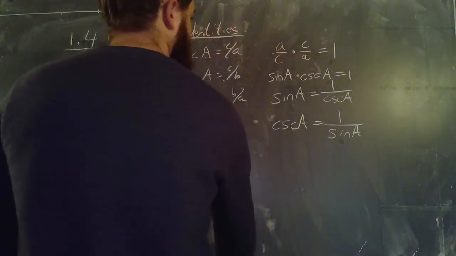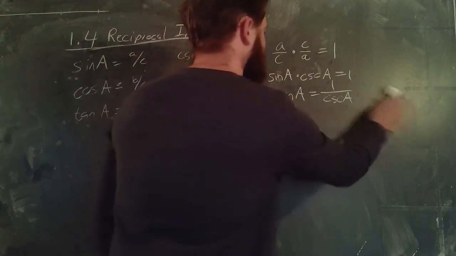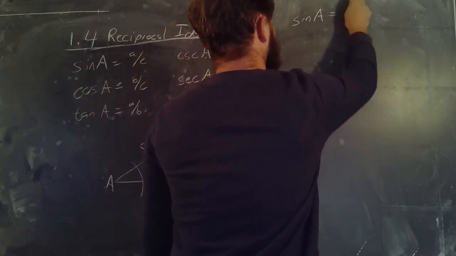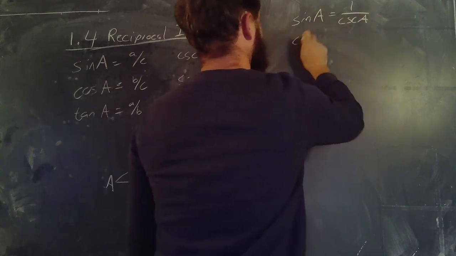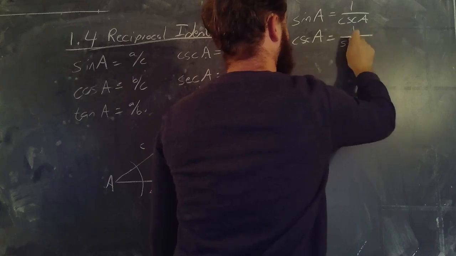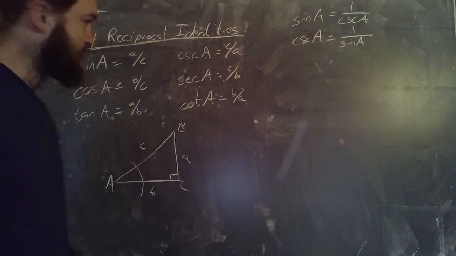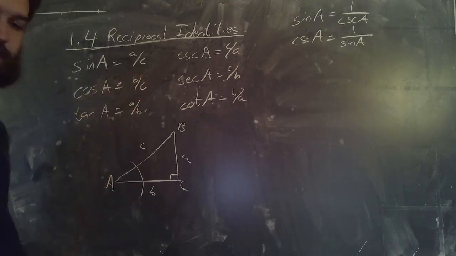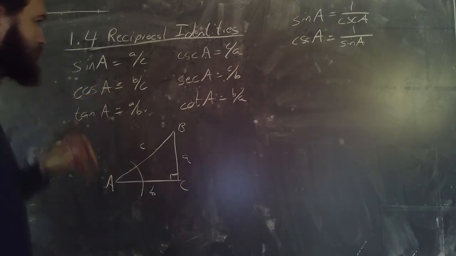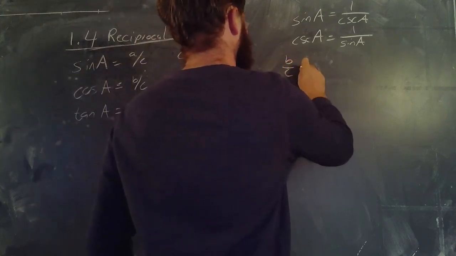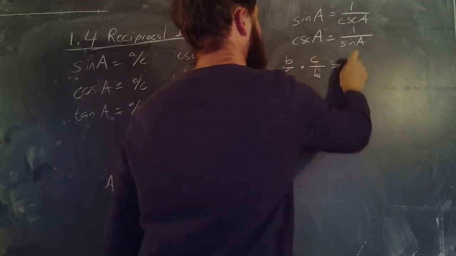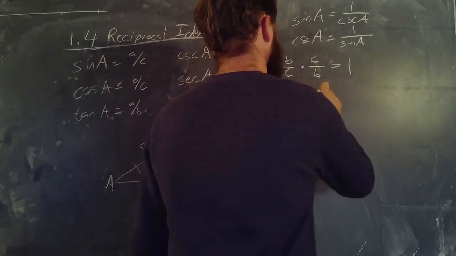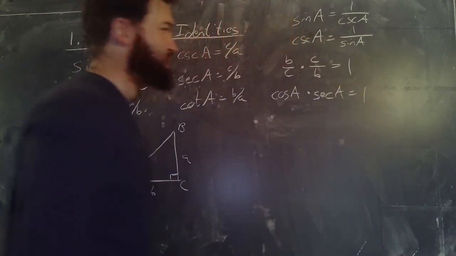Okay, so of course we can play this game here to create a list of identities. We have that the sine of A is equal to 1 over the cosecant of A, and that the cosecant of A is equal to 1 over the sine of A. We can play a similar game with any pair of the trig ratios on our little cheat sheet note card from section 1.3. So the cosine is B over C. If you were to multiply that by the secant, which is C over B, everything cancels out and goes down to 1. So notice that B over C is the cosine of A, and C over B is the secant of A. So cosine times secant gives us 1.